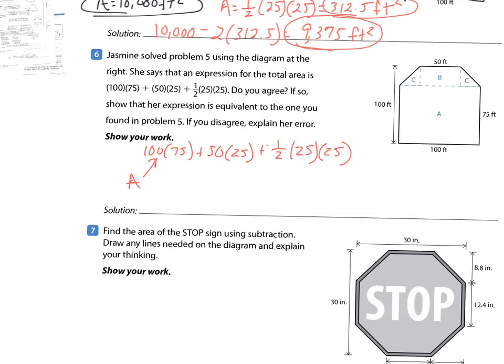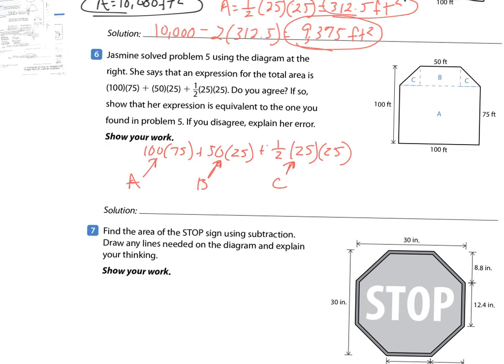Rectangle B is 50 by 25, and we would take 100 minus 75 to get 25. So this is rectangle B. That part of the expression looks good. This right here, 1/2 times 25 times 25. If we find the base and height of triangle C, the base and height of triangle C is 25. This is where she made her mistake.